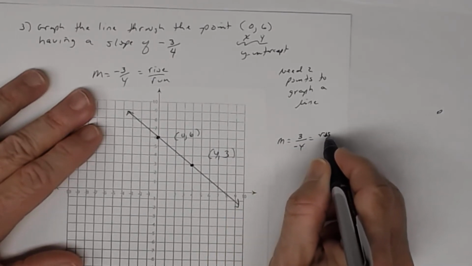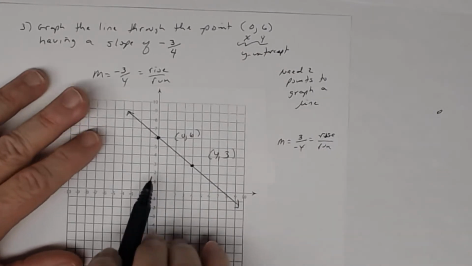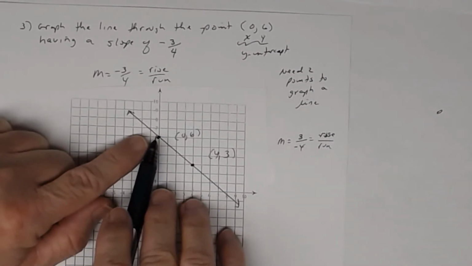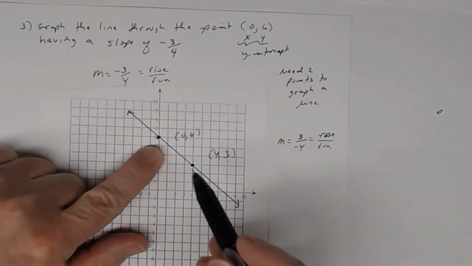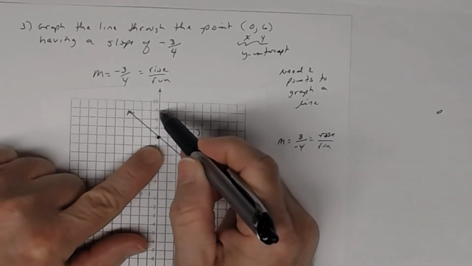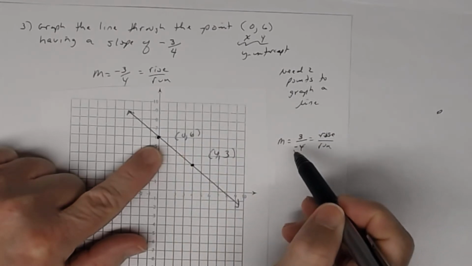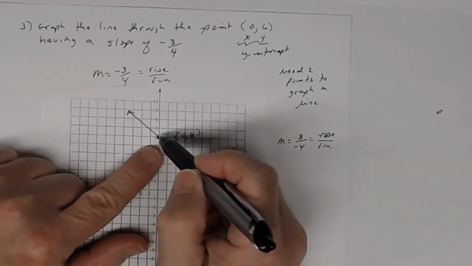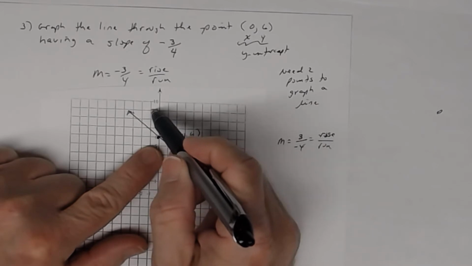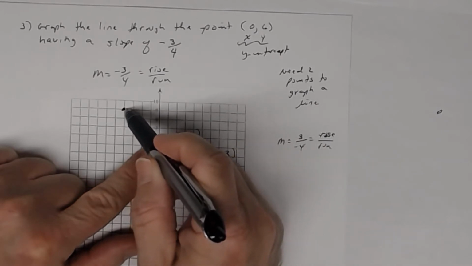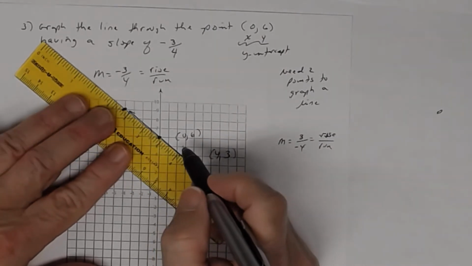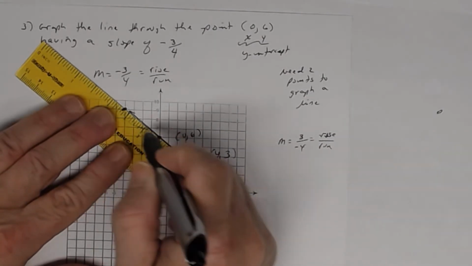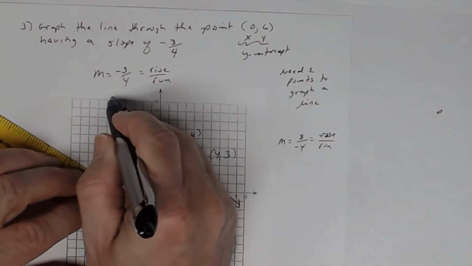This time, though, I want you to notice my rise over run. If I start at the origin, my rise is a +3, so I go up 3. My run is a -4, so I go to the left 4. 1, 2, 3, 4. And so if I extend it, you'll see this line will go through that point.